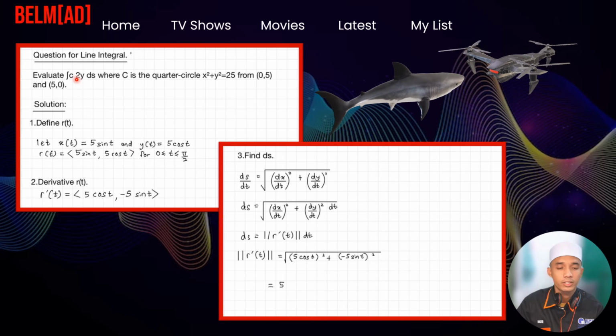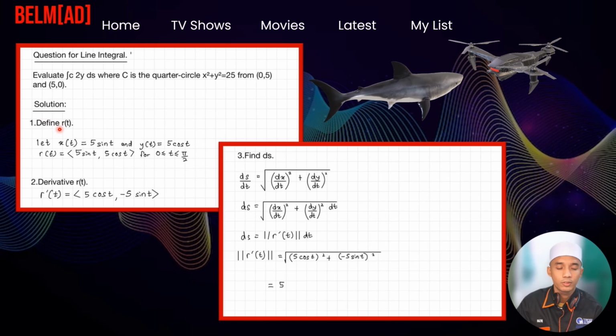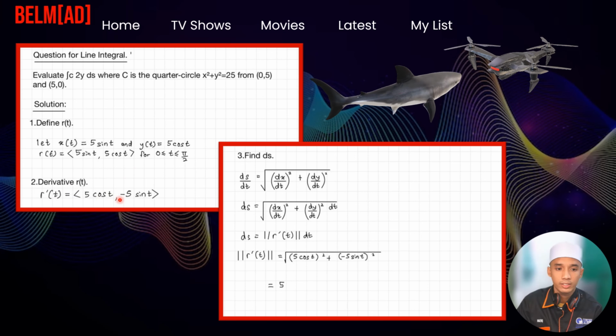Okay, the next one is example 2. So this is the question. First, for the solution, we define r(t). After we define r(t), we need to take the derivative of r(t) and we get this answer.